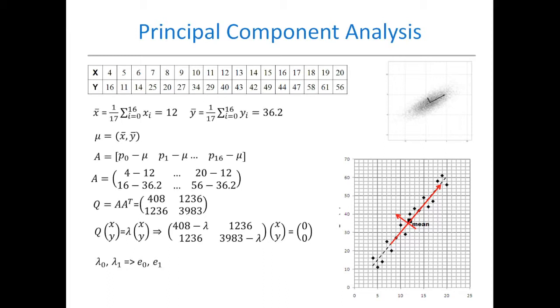We can solve this. Eventually it gives us two equations that are easy to solve, and we get lambda 0 and lambda 1. Lambda 0 will give us the vector E0, and lambda 1 will give us the vector E1. E0 will be the vector corresponding to the largest eigenvalue, and E1 will correspond to the second eigenvalue. In 3D, we'll get three vectors. One will be along the long distribution.